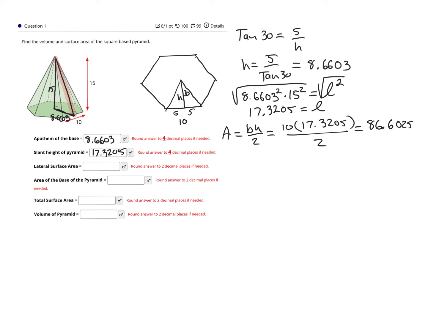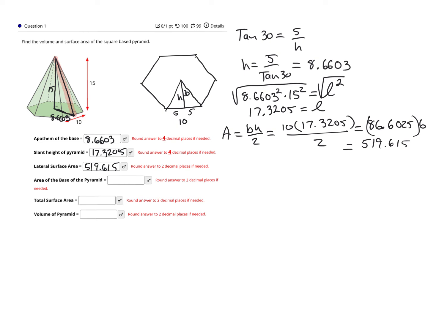When we do that, we get 86.6025. Now, there's 6 of those because this is a hexagon, so I multiply that by 6, and the lateral surface area will equal 519.615. Now it says to round to 2 decimal places. I put it out to 3, and that's fine. You can still do that.